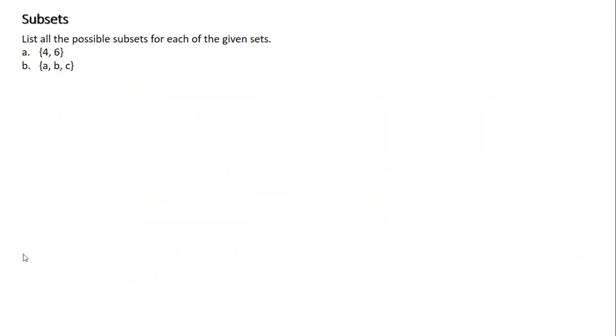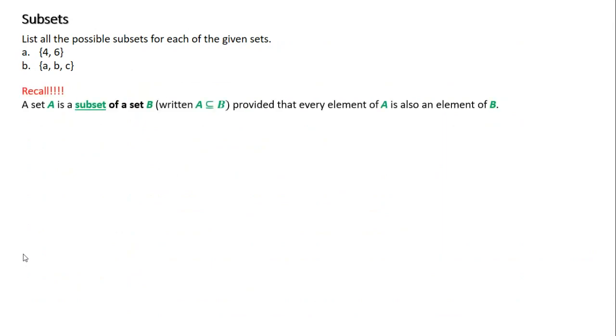Okay. All right. How about dealing with subsets? List all the possible subsets for each of the given sets. So A, 4 and 6. Let's go through them. All the subsets means it could be just one or all of the elements that are in my main set. So again, Mr. Sassi here wrote us a definition. A set A is a subset of set B, provided that every element in A is also an element in B.